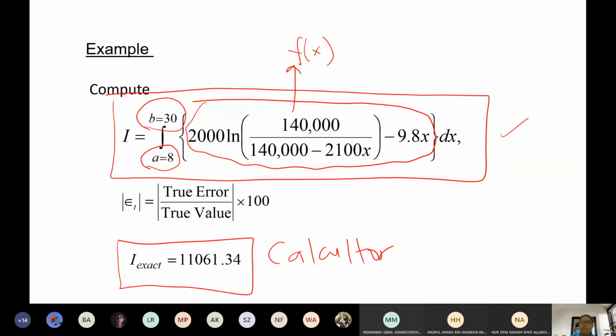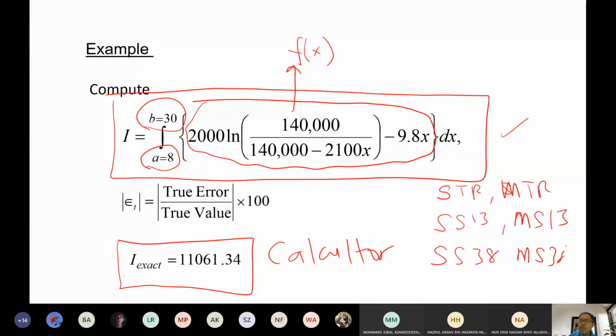So the exact solution is 11,061.34. So we want to use single trapezoidal rule, multiple trapezoidal rule, single Simpson 1/3 rule, multiple Simpson 1/3 rule, and the last ones are single Simpson 3/8 rule and multiple Simpson 3/8 rule. So we have to use 6 methods, and we want to compare with this, whether the method is accurate or not.